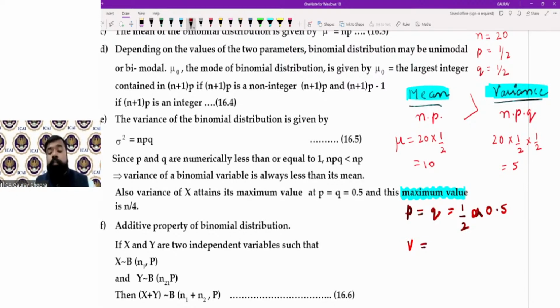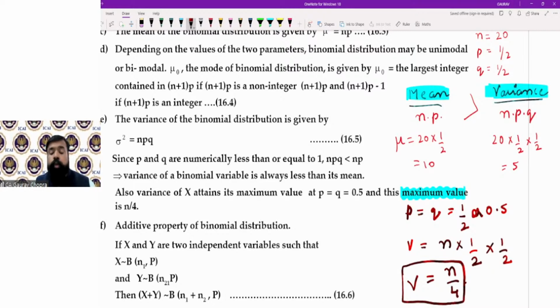So what is the maximum value of variance? We will write n, the value of p is half, value of q is half. That is why it becomes n by 4. So n by 4 is the maximum possible value of variance. Whatever value you take, variance cannot exceed n upon 4. So always mean is greater, and the maximum value of variance is n by 4.